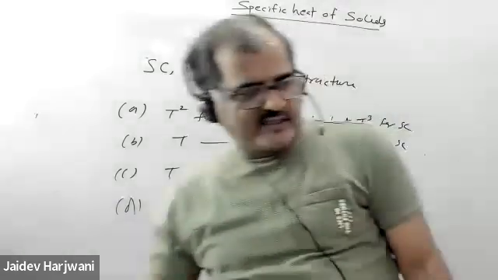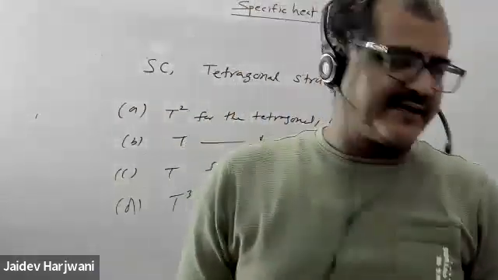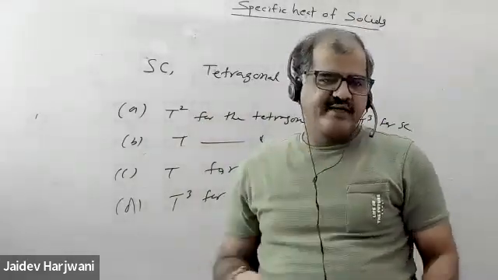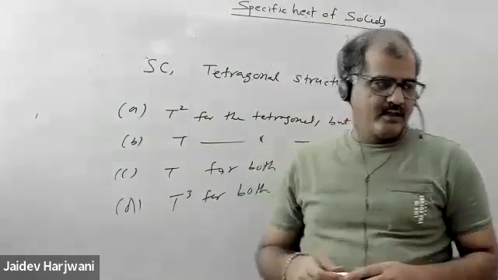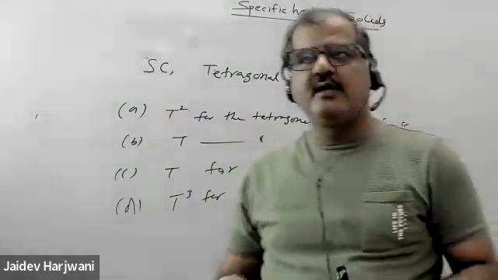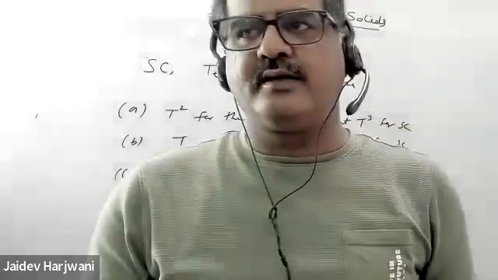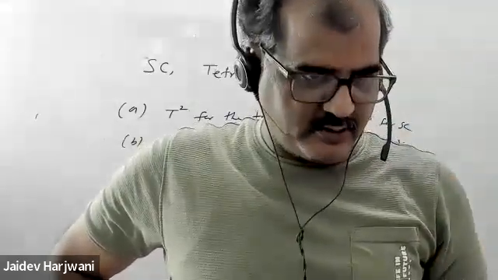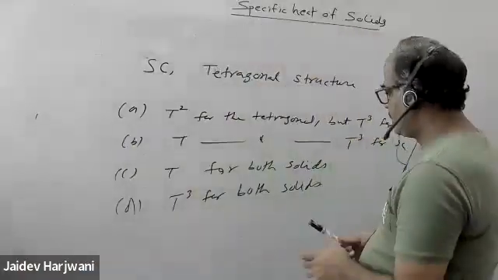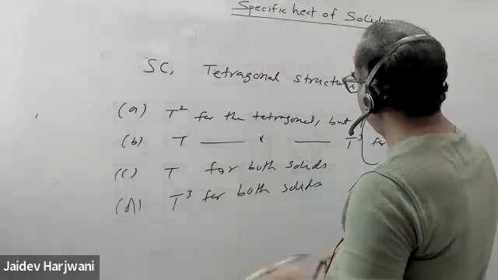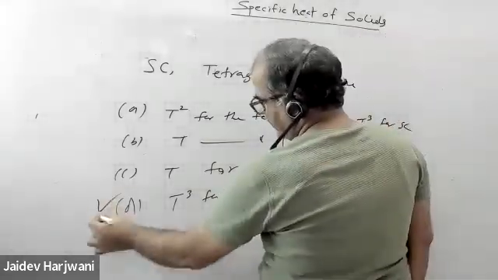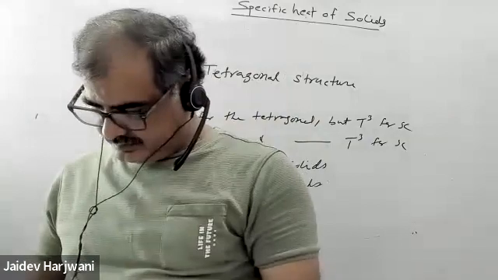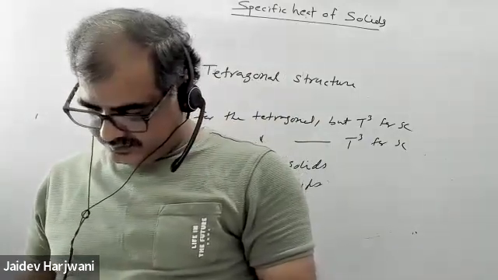So you have two solids, one with a simple cubic structure and another with a tetragonal structure. You're asking about 3D solids, so how should their specific heat vary at low temperature? We know the specific heat does not depend on the crystal structure. Does it depend on crystal structure? No, it does not depend on the crystal structure. So that means at low temperature both should have the same behavior. So D is the correct option.